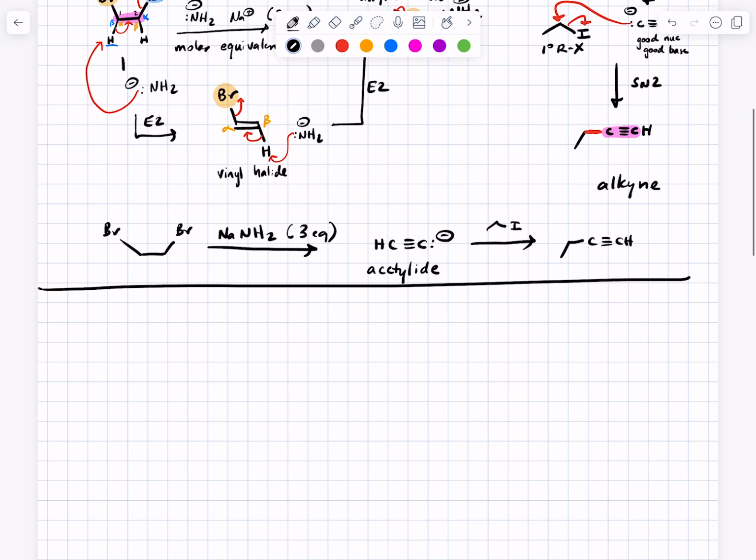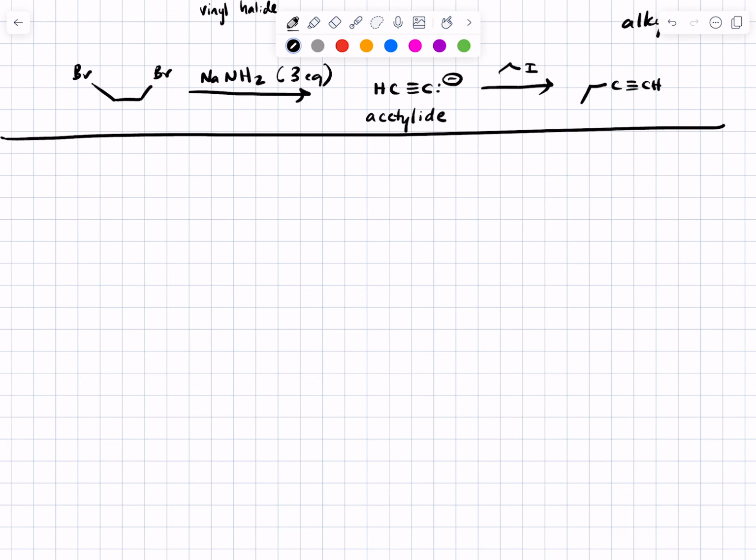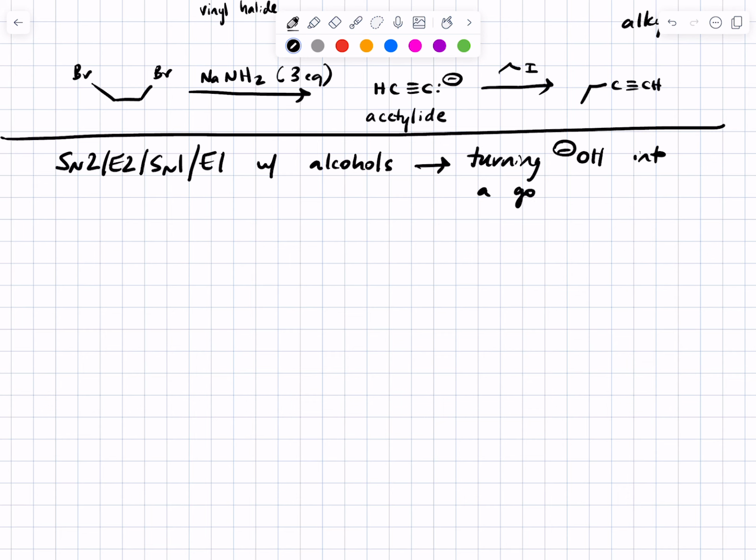So now we're going to talk about Chapter 9, which is on alcohols, ethers, and epoxides. But the theme of Chapter 9 is OH minus or OR minus are terrible leaving groups. So what we're going to do, if we want to do SN2 or E2 or SN1 or E1 chemistry with alcohols, our primary concern is going to be turning OH minus into a good leaving group.